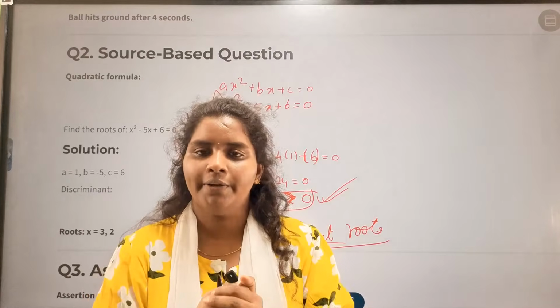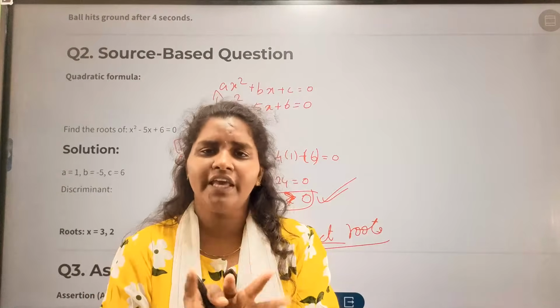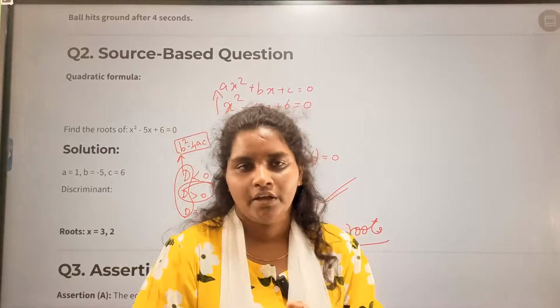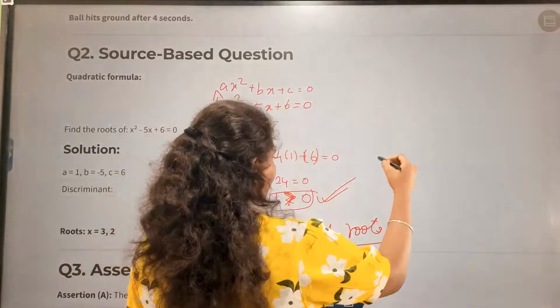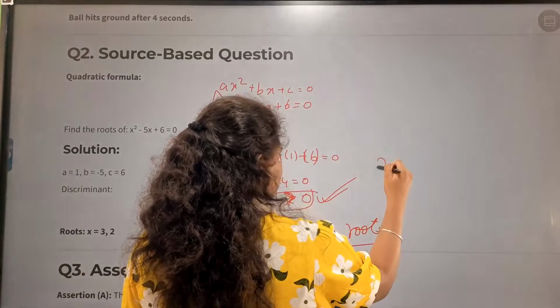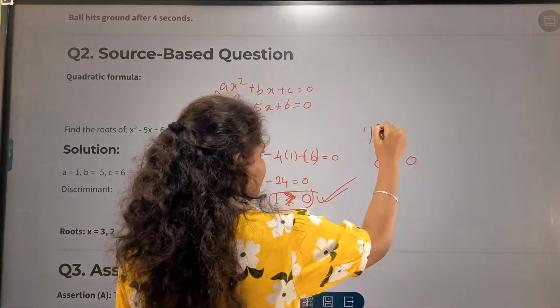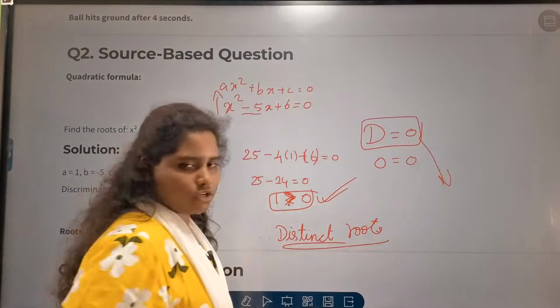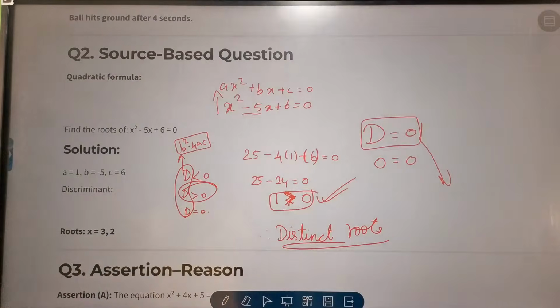What about if we have equal to 0? Yes, Rahul Raj, can you try? What about if we have D equal to 0? That is, the discriminant value is equal to 0, what is the nature of roots?